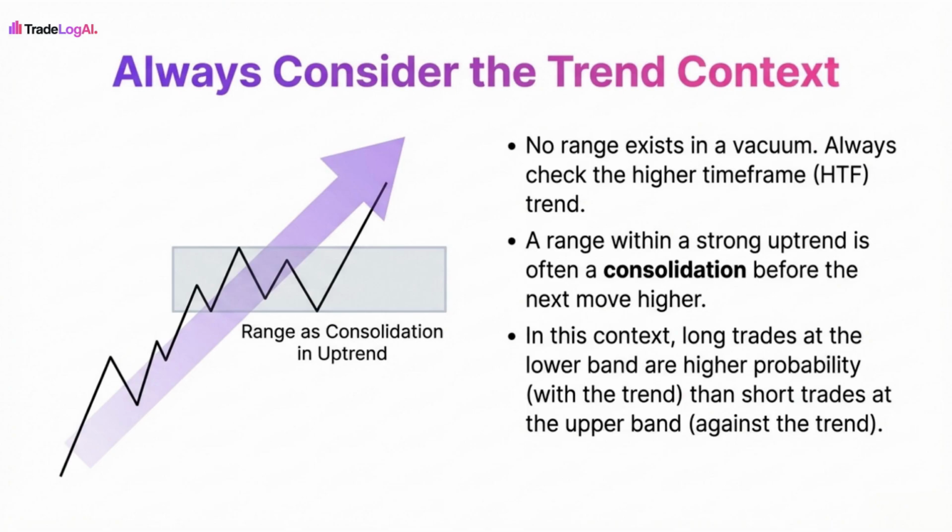No range exists in a vacuum. Always check the higher time frame trend. A range inside a strong uptrend is often just consolidation before continuation. In that context, longs at the lower band typically have higher probability because they align with the dominant trend. Shorts at the upper band are possible, but they're often counter-trend and require cleaner confirmation and tighter risk control. Context tells you which side of the range is safer.